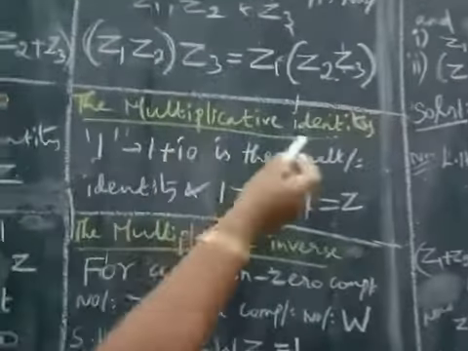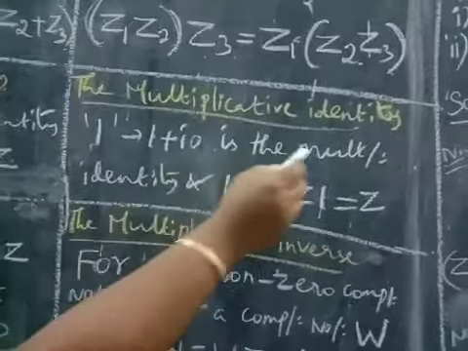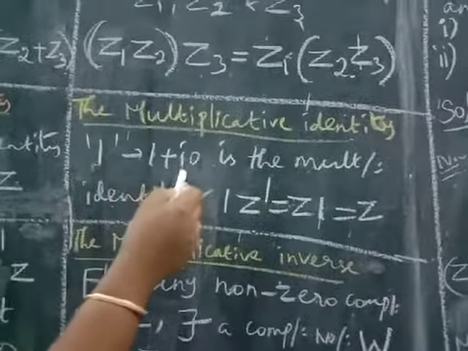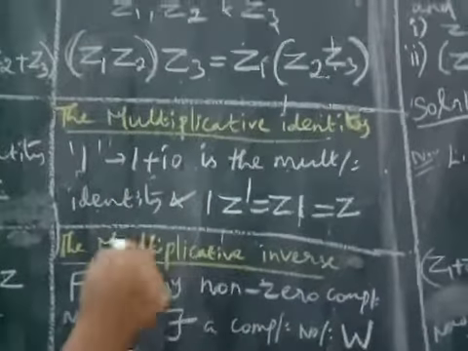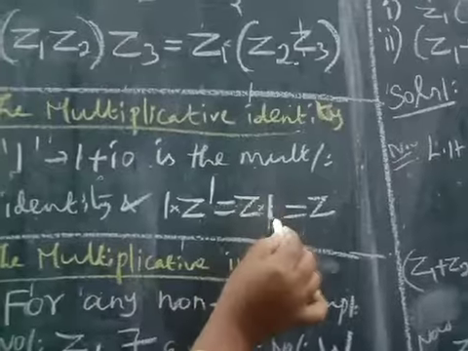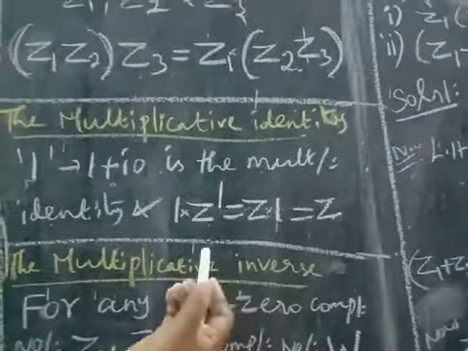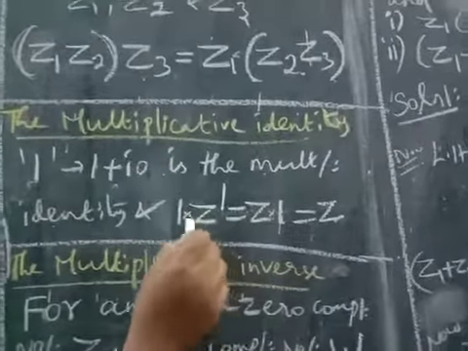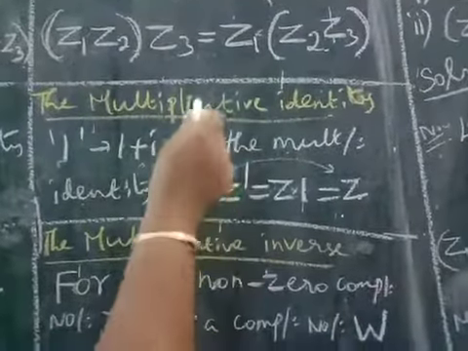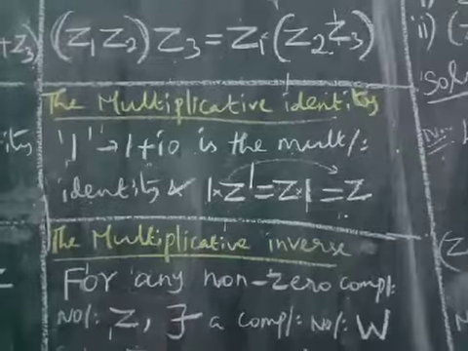Okay. Next, the multiplicative identity. 1 is the multiplicative identity. Now this can be written as 1 plus I0 because it is a complex number. And it satisfies 1 into Z is equal to Z into 1 equal to Z. So while multiplying a complex number with 1, we get the same complex number. So this is called the multiplicative identity property.